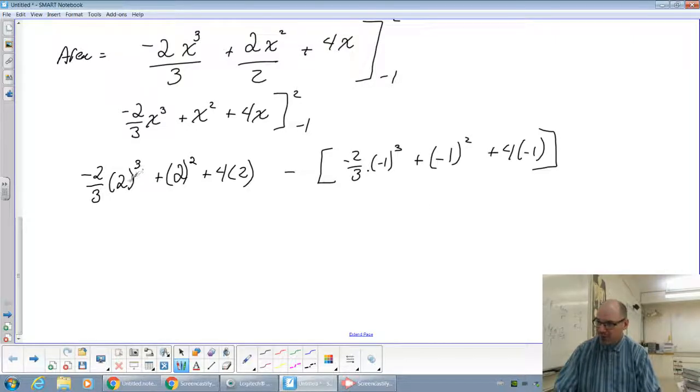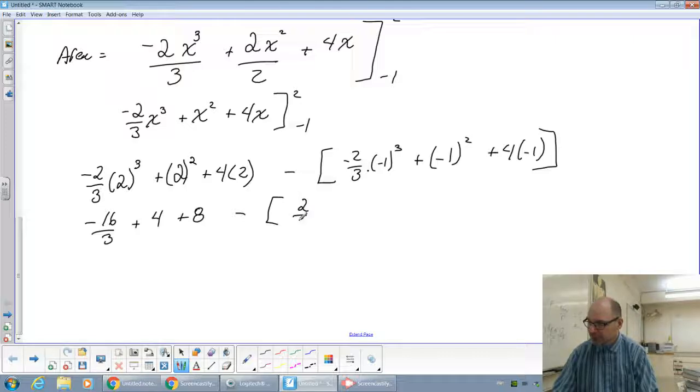Do some work here. So this will be 8 times negative 2 is negative 16 over 3, plus 4 plus 8, minus negative 1 times negative 2/3 is a positive 2/3. Negative 1 times negative 1 is positive 1, minus 4.